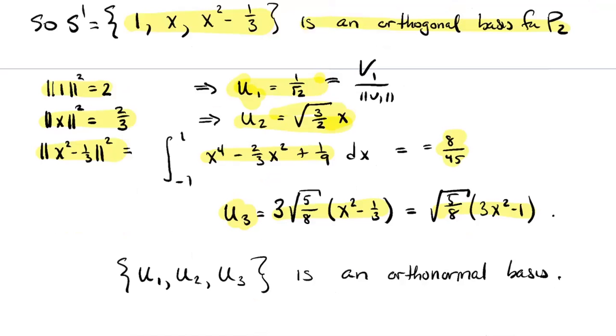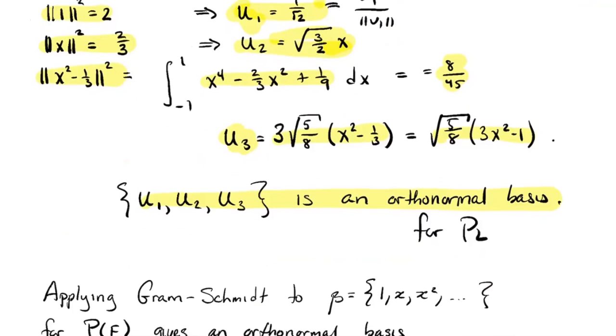So what is this thing? Those U's form an orthonormal basis for P2. I'll let you check that the inner product of any two of those is 0 if they're different and 1 if they're the same. So it's an orthonormal basis. Nice.